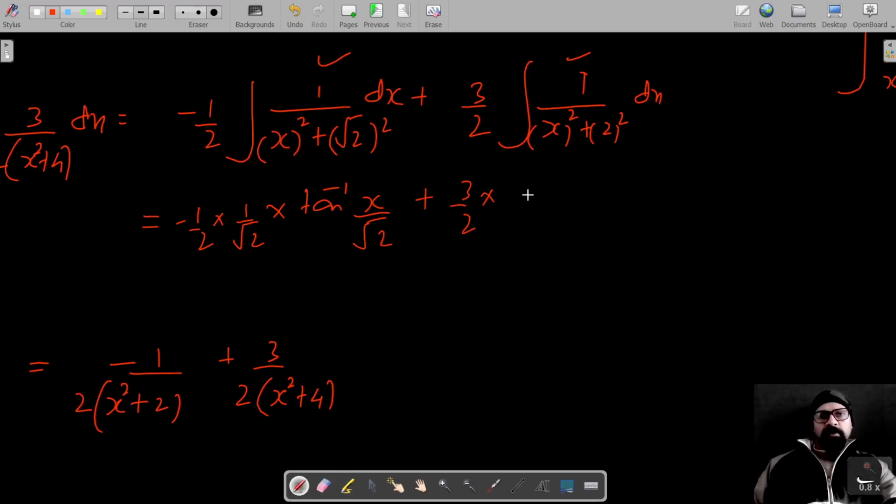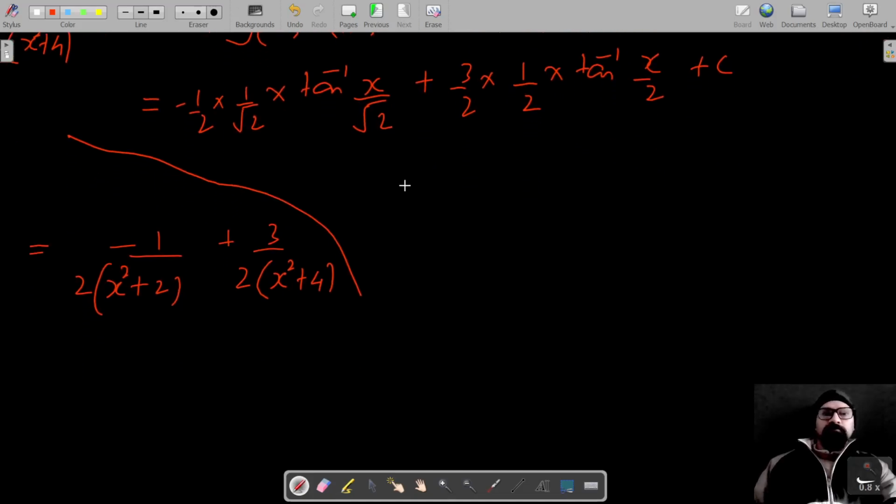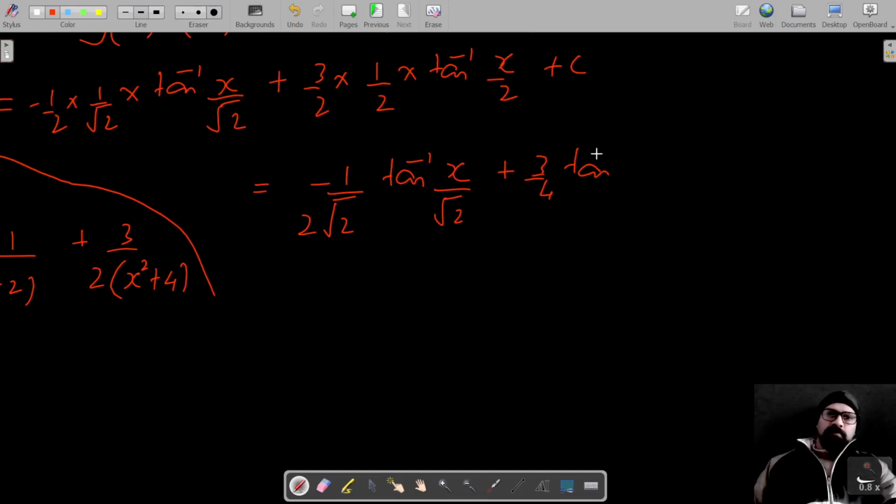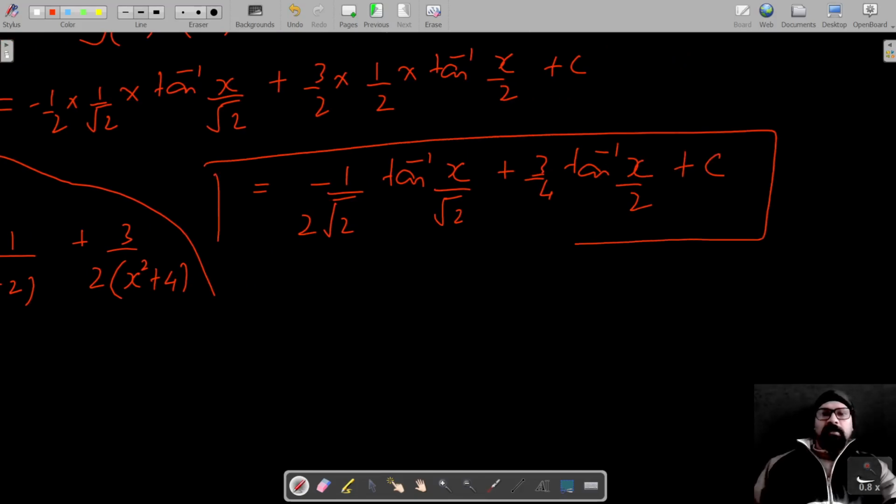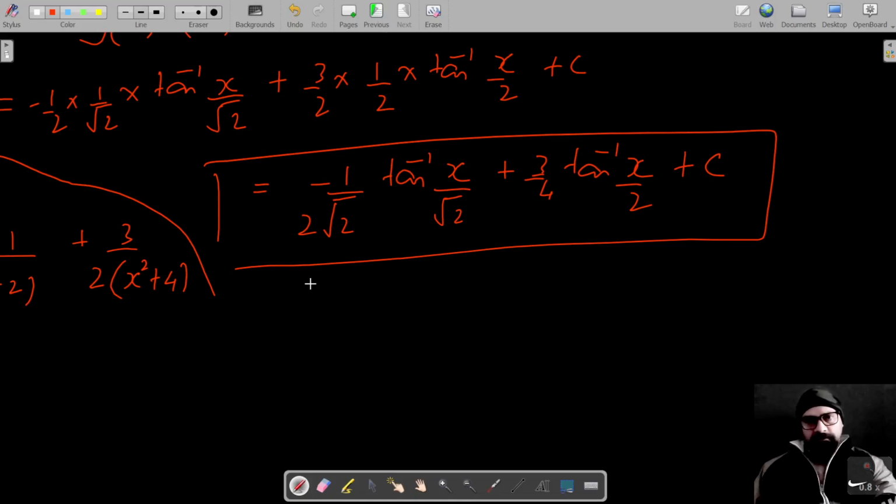This is now 3 by 2 into 1 by a, which is 2, into tan inverse x by 2 plus c. Okay. So further simplifying, this gives me negative 1 upon root 2 into tan inverse x by root 2 plus 3 by 4 into tan inverse x by 2 plus c, and this is our integration.